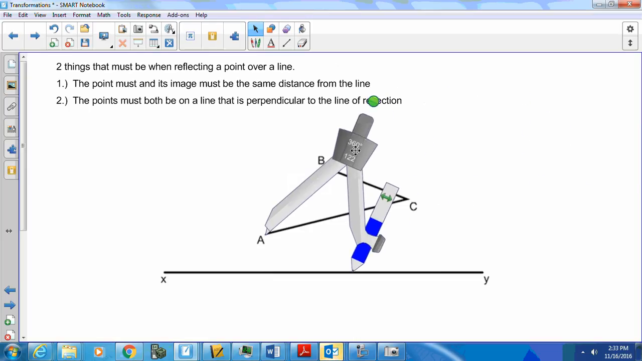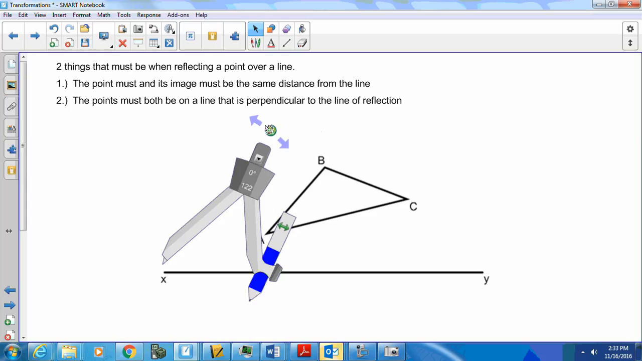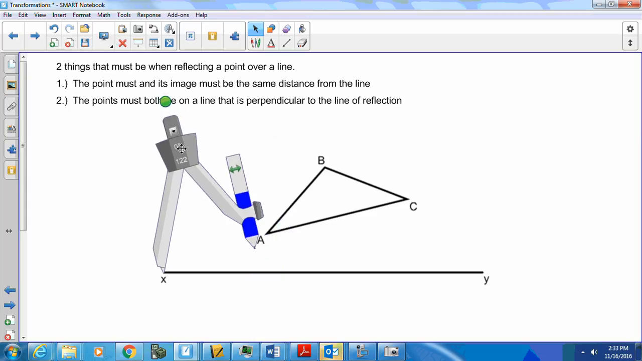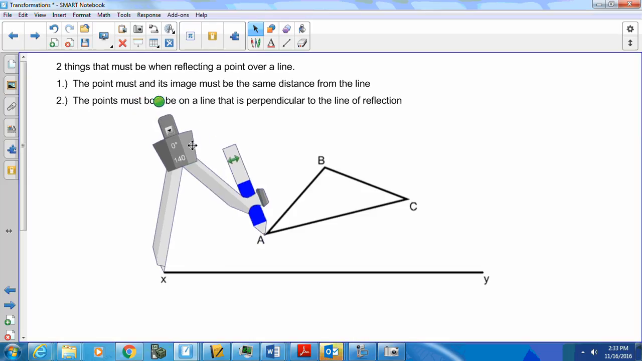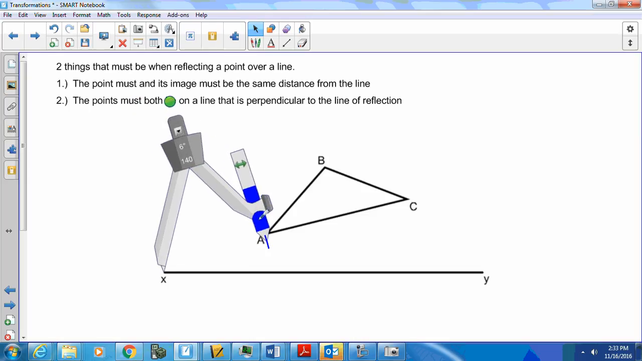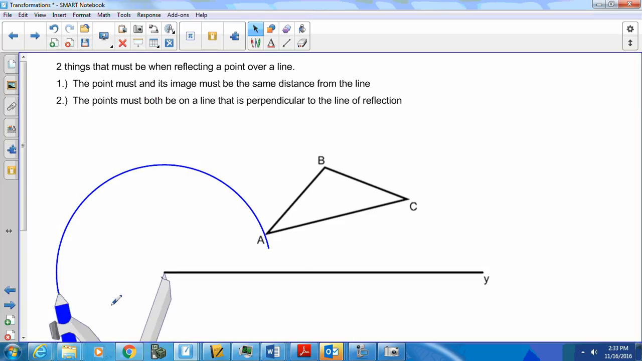He actually made the center of a circle the end of the line of reflection. So this line we're reflecting over, XY, he actually made that end to be the center of a circle. Then he put the marker, or the pencil for you guys, on A, and he went like this.